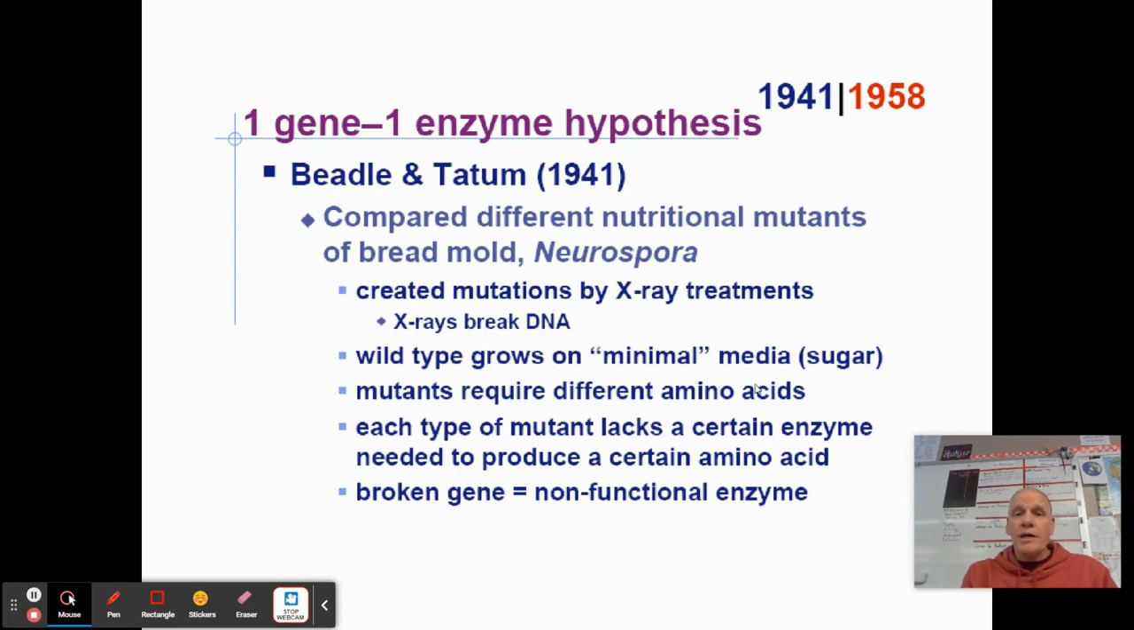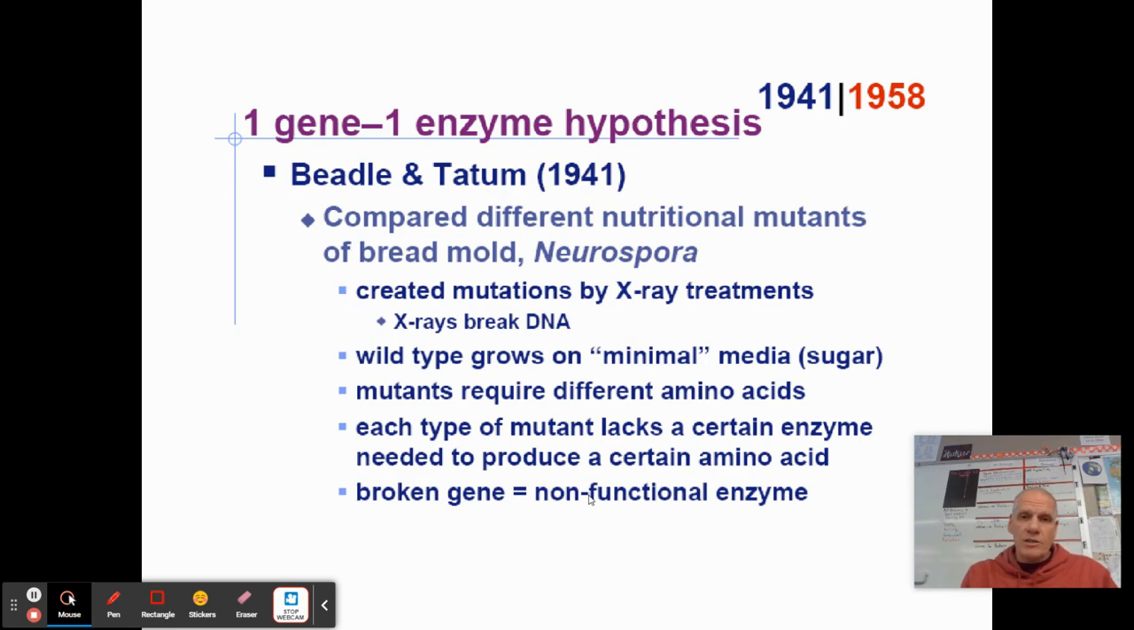Anyways, what they were doing is when they hit this bread mold with X-rays, they were creating mutations in the DNA that coded for the enzymes in this metabolic pathway. So mutants require different amino acids because they can't make those amino acids, so we have to add them to the medium. Each type of mutant lacks a certain enzyme needed to produce a certain amino acid. If there's a broken gene, we have a non-functional enzyme.